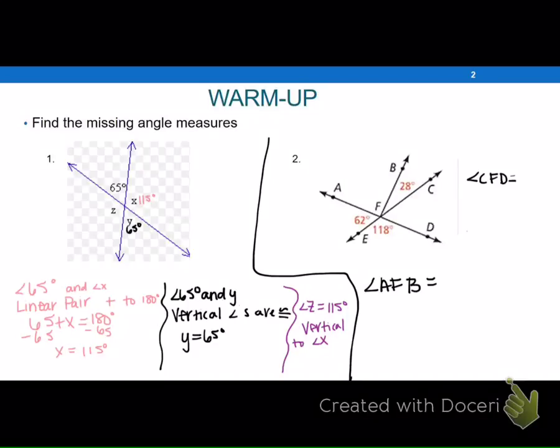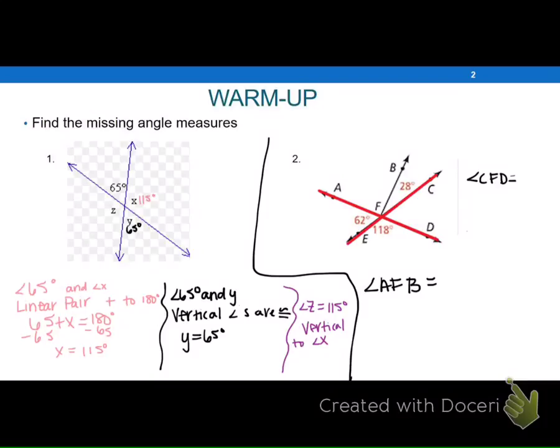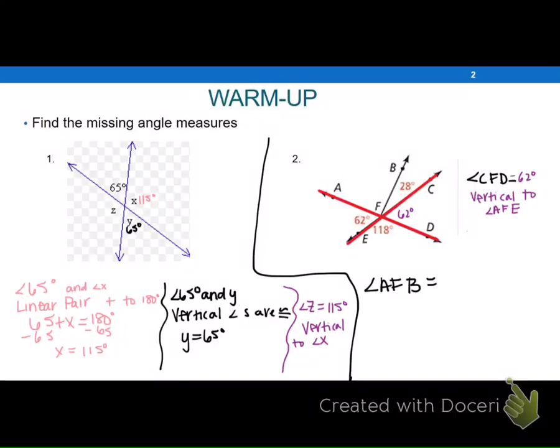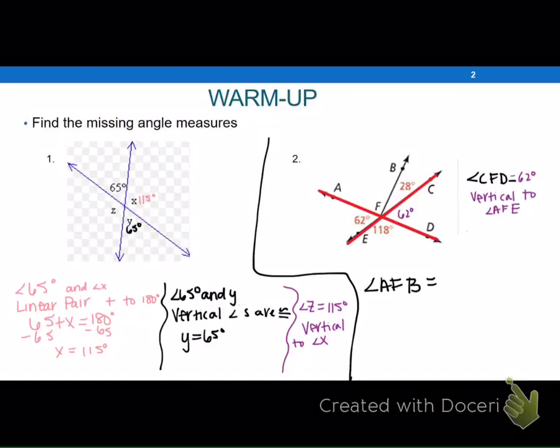Vertical. What is that one vertical with? Is it vertical, or are they making an X together? Yeah, so are those vertical angles? So you know that CFD is also 62 degrees. Also, these two form a line, don't they? Is 118 plus 62 180? So that makes sense. Okay, what about AFB?